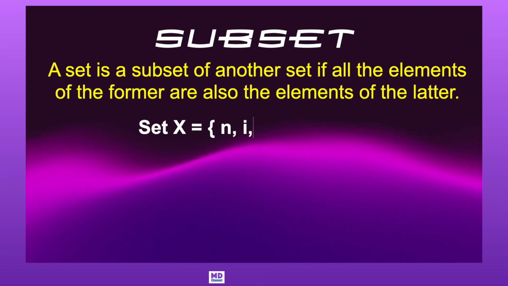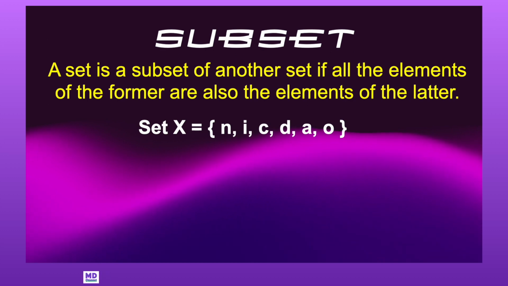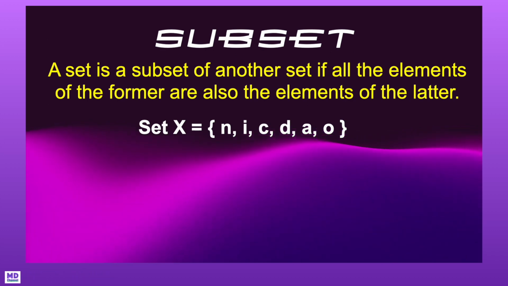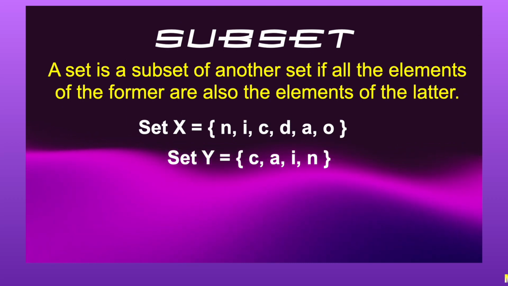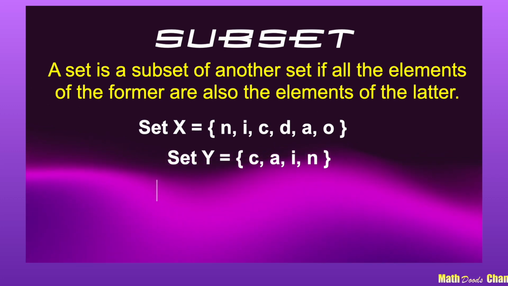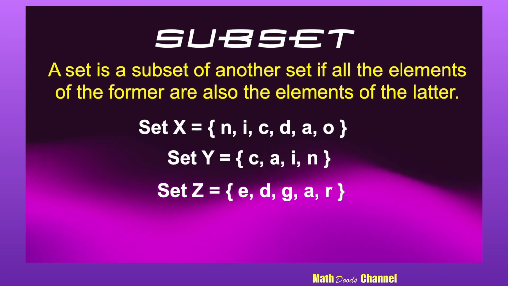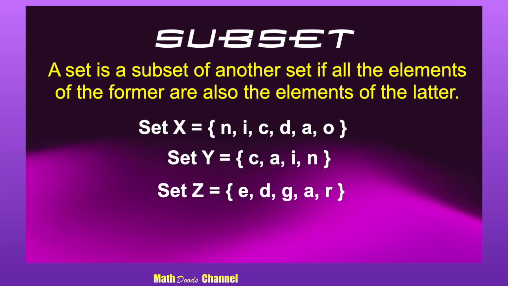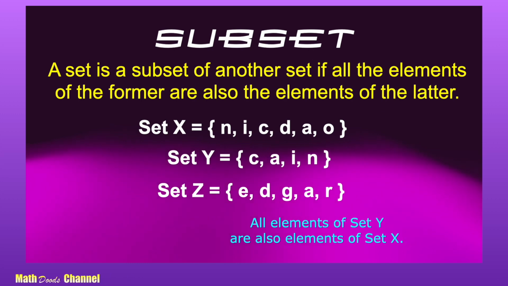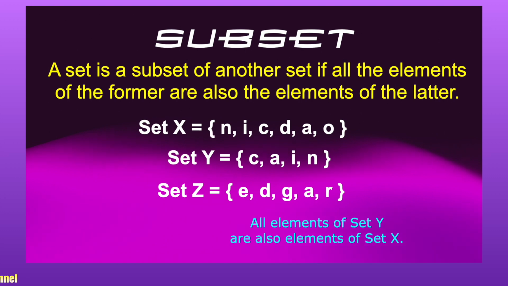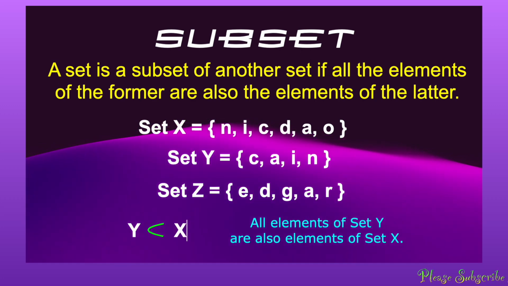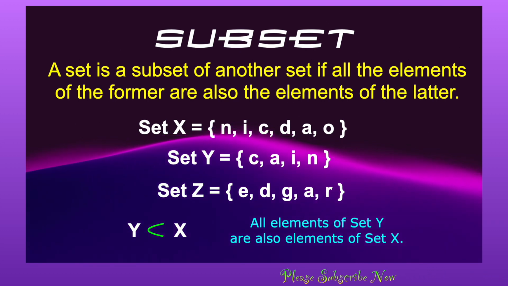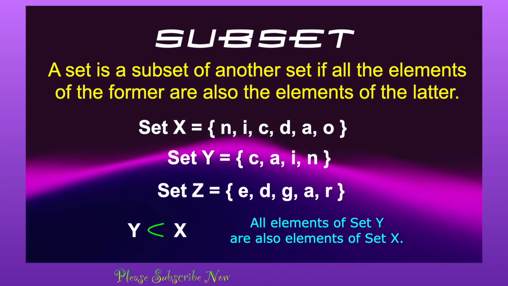For example, another example of subset, the elements of set X are N, I, C, D, A, O. The elements of set Y are C, A, I, N. The elements of set Z are E, D, G, A, R. All elements of set Y are also elements of set X. Therefore, set Y is a proper subset of set X.